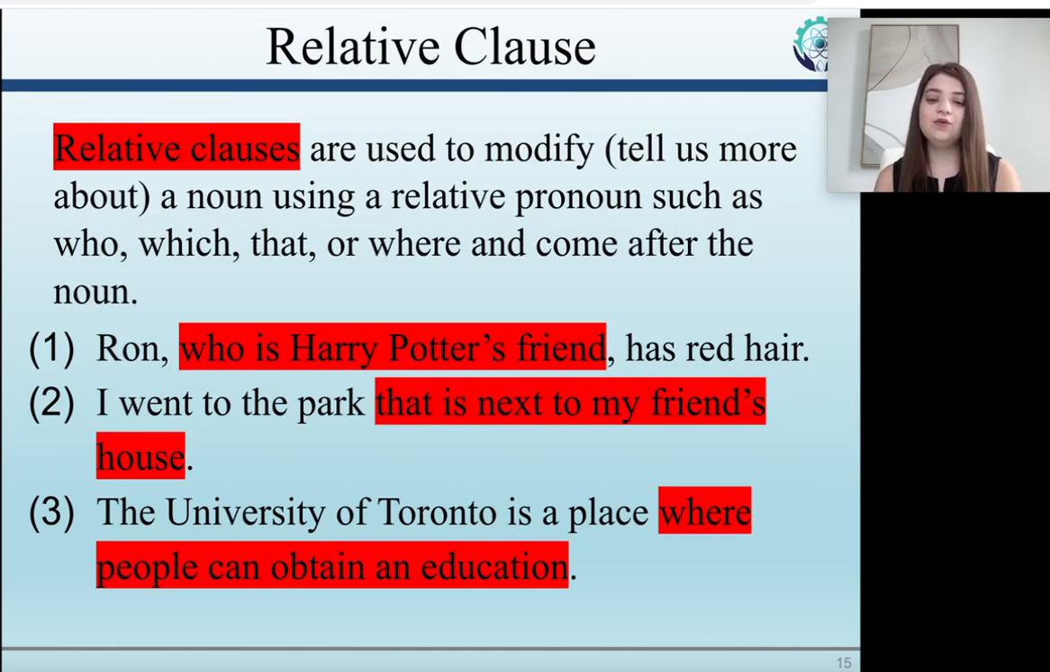Number 3 says, "The University of Toronto is a place where people can obtain an education," right? So before, we're just saying the University of Toronto is a place. Well, great, but can you tell us more about the place? Oh, it's a place where we can obtain education. Great. So we learned more about the University of Toronto, right? So there we go. That's relative clauses. They modify or tell us more about a noun. In the first case, it was Ron we were talking more about. In the second case, it was the park, and in the third, it was the University of Toronto that we talked more about. Awesome.